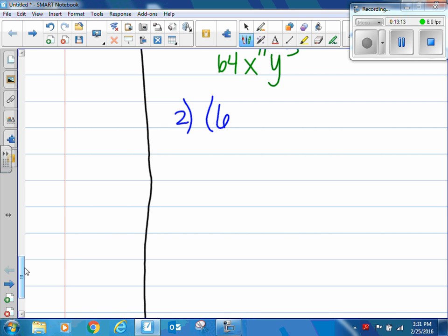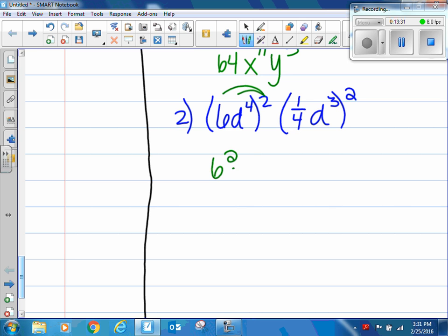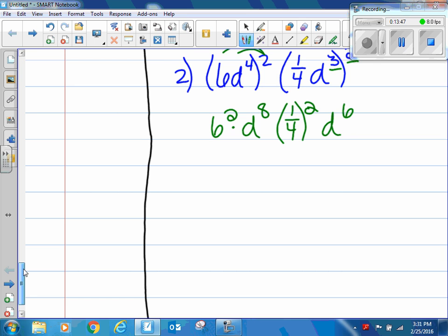I have 6d to the 4th, I'm squaring that, and I'm multiplying this by 1/4 d to the 3rd, and I'm squaring this. Okay, so I'm first going to bring my exponents on the outside to the inside. So I have 6 squared times d, 4 times 2 is 8. And over here, I'm going to leave this as a fraction, 1/4 squared, and then 3 times 2 is 6. All right, well, let's look at my constants first.